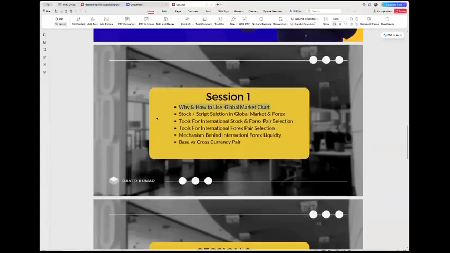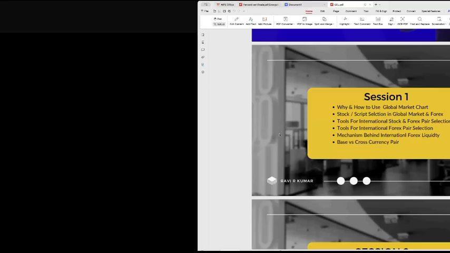I think I have already explained a stock, a script, global market, and forex. I have already talked about the major pairs in the forex market. I have already discussed the cross pairs and the exotic pairs. Major pair, cross pair. Why do I keep changing the time of this class? Because there is a certain reason behind this.